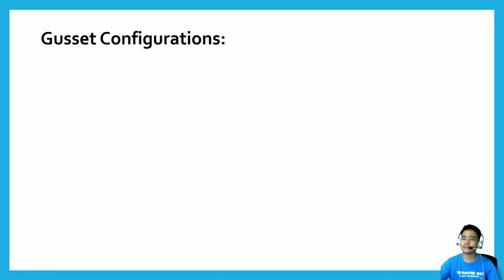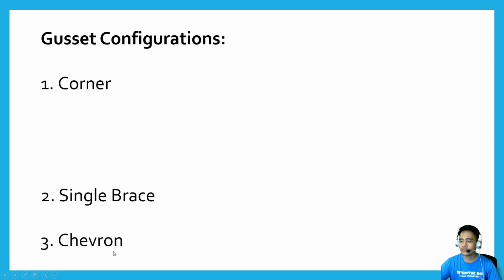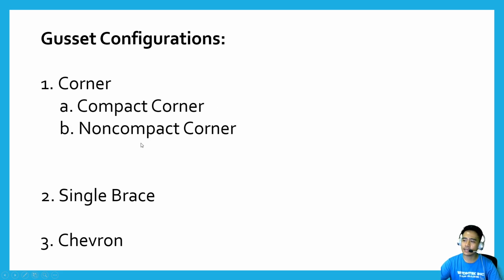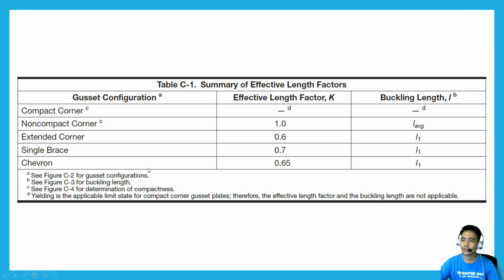There are three main types of gusset configurations. So first are corner gussets, second single brace, third chevron braces. Under corner gussets, there are also three subtypes. First are compact corners, second are non-compact corners, and third are extended corners.